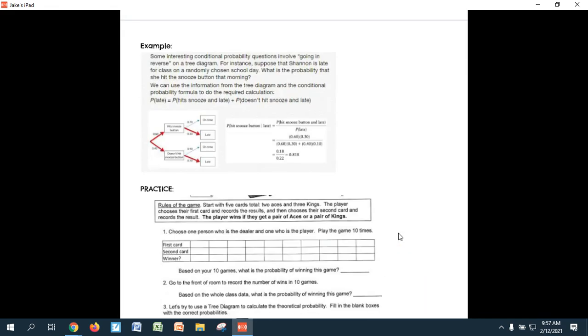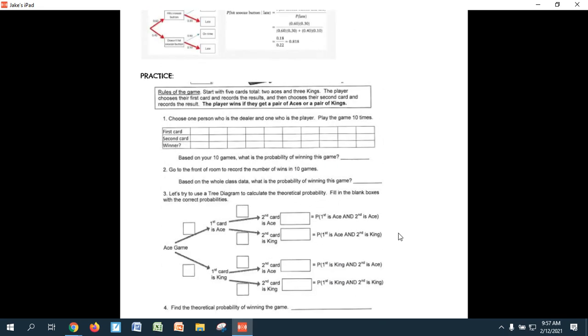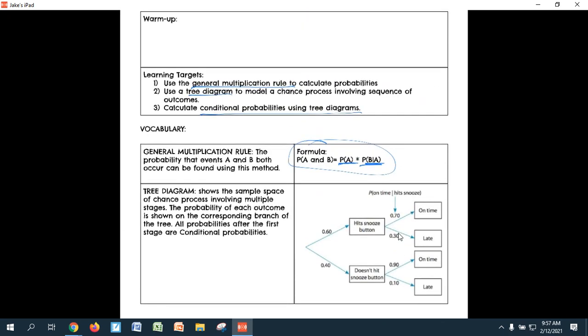All right, and we'll do some more examples like this when we are in class. That's just the main gist of the lesson.